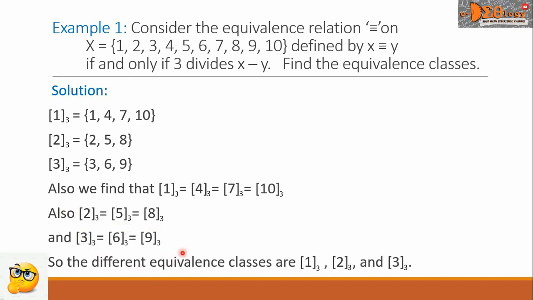So, the different equivalence classes are the equivalence class of 1, the equivalence class of 2, and the equivalence class of 3. This is the final answer.